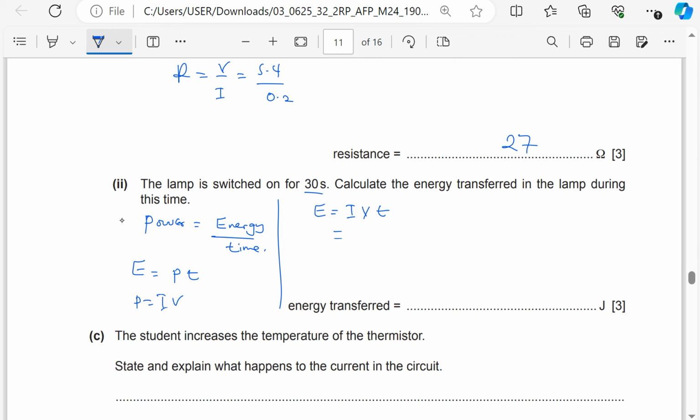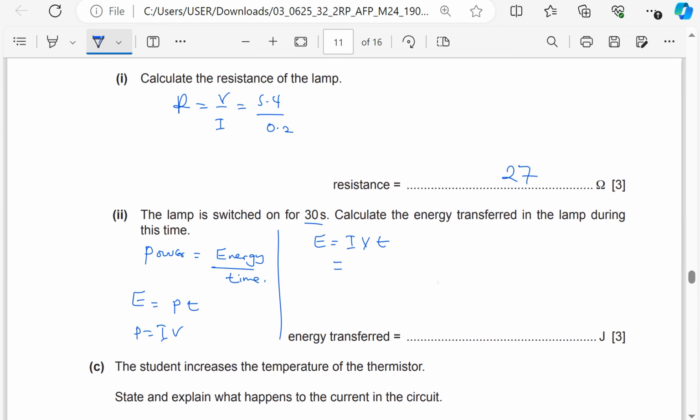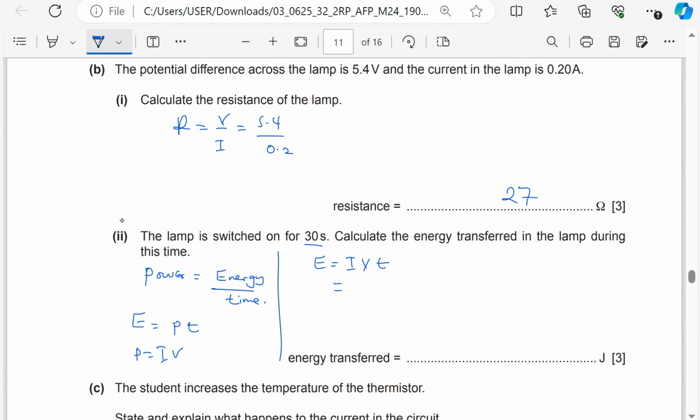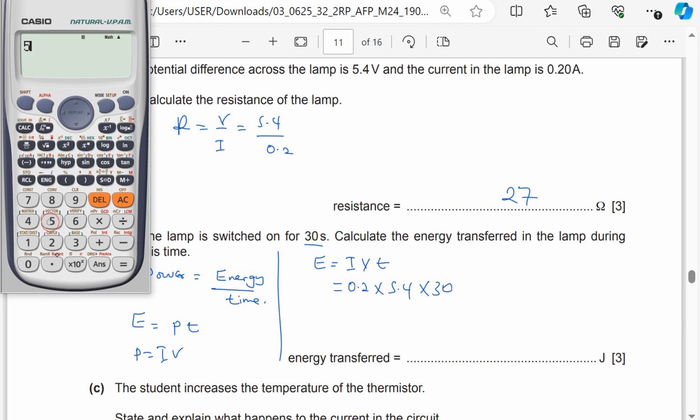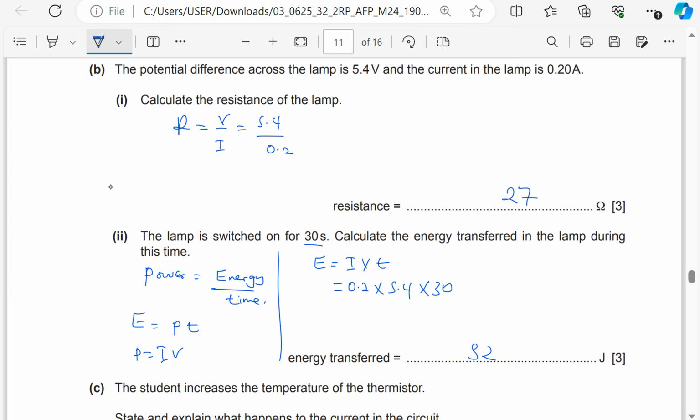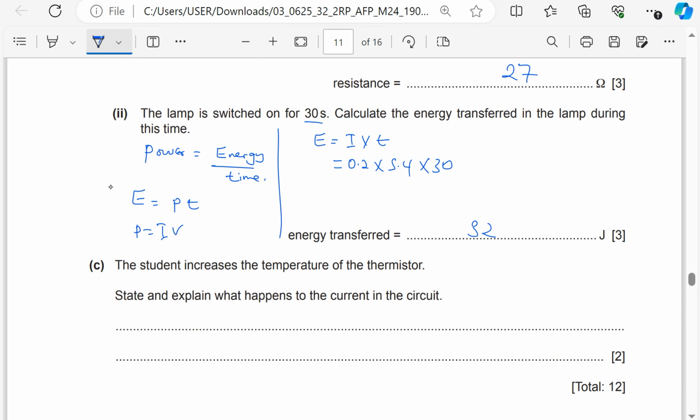So I'll just substitute here. The current is 0.2, V is 5.4, that is the power. Then the time is 30 seconds. I think this is the simplest method. So we have 5.4 times 0.2 times 30. So this is 32.4 or approximately 32. Approximately 32 joules.